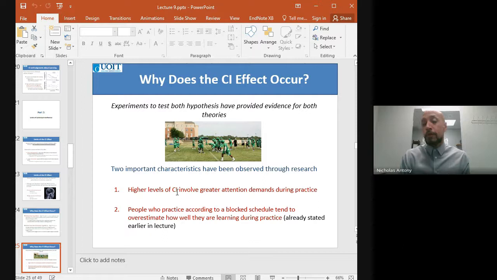And so again, remember, higher levels of contextual interference lead to more attention in what you're doing during practice. And block schedules tend to bore people or have them overestimate how well they're doing, and then they stop giving attention.